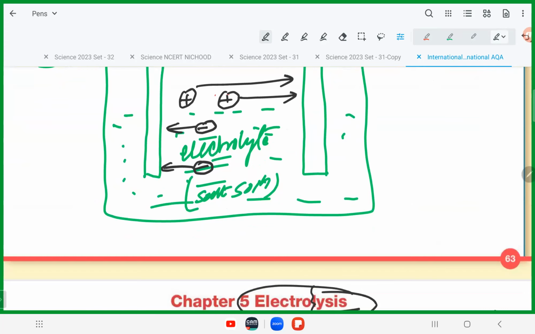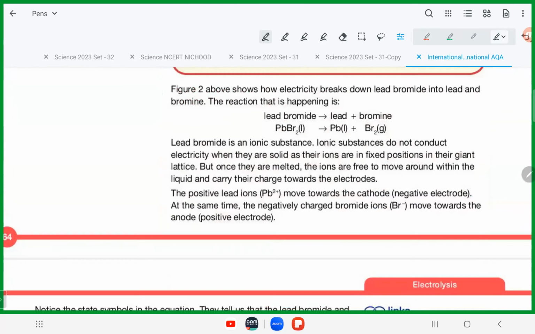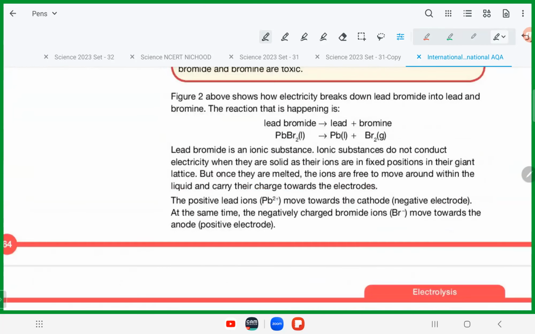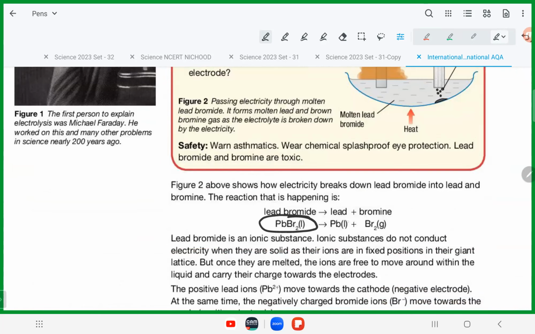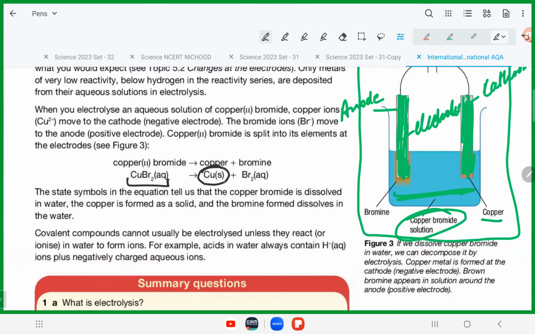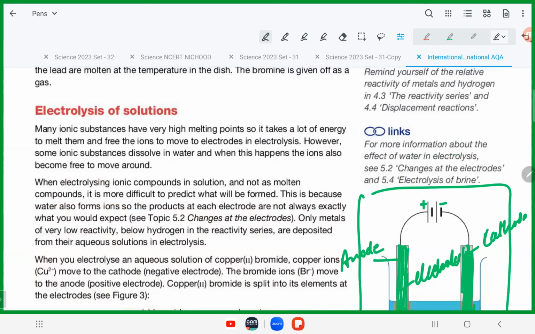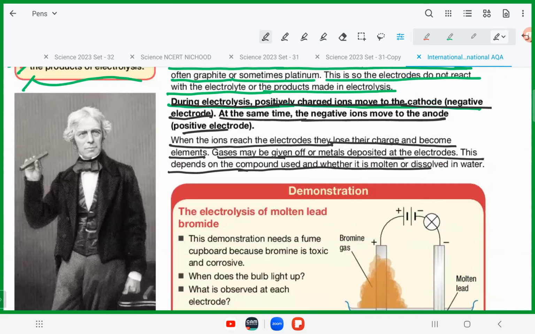Yes. Now, when the ions reach the electrode, they lose their charge and become the element. Gases may be given off or a metal deposited at the electrode. This depends on the compound used. So here you see, if you are treating PbBr2, it becomes Pb and Br2. And if you go here, you can see CuBr2 is giving the elements Cu and Br2. So this is how it is happening. Are you able to understand up to here?